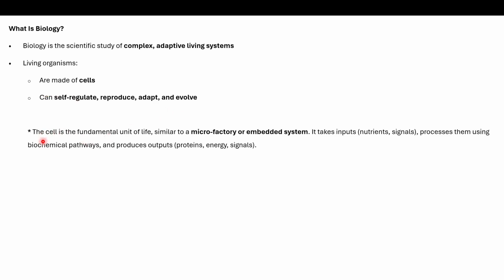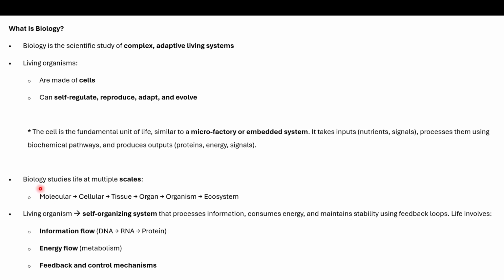If we talk about the cell, it is the fundamental unit of life, and it is similar to a microfactory or embedded system, where we can bring in the analogy of the cell taking in inputs via nutrients or signals. Then the cell processes them using biochemical pathways, and then it gives out outputs like proteins, energy, signals. All right. And biology studies life at multiple scales.